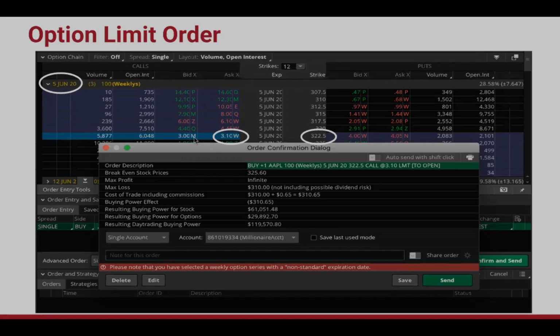You don't even have to wait. Now, what if you wake up and Apple is sitting at $324?